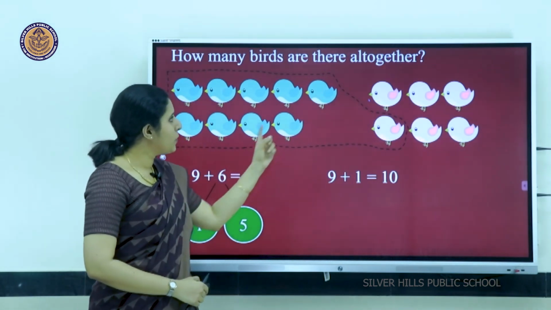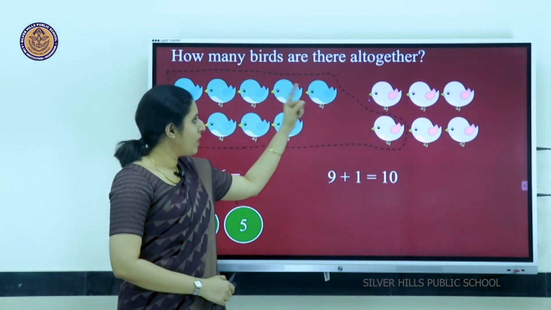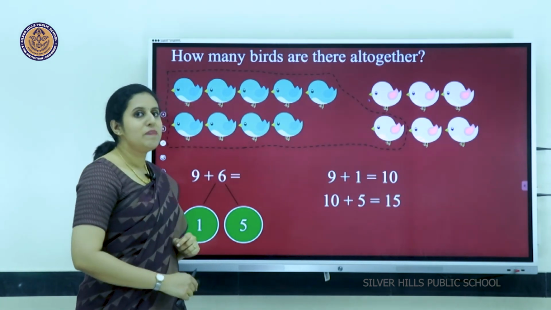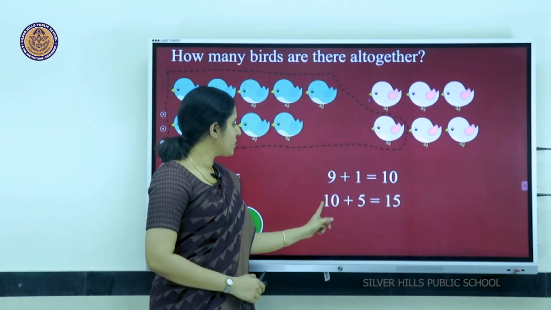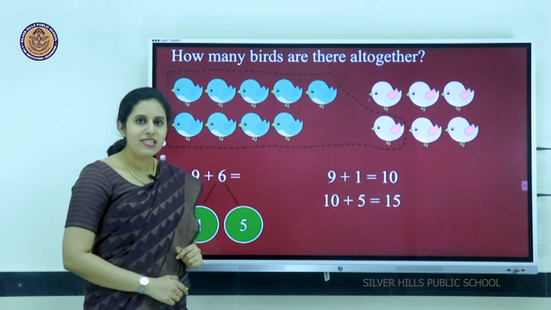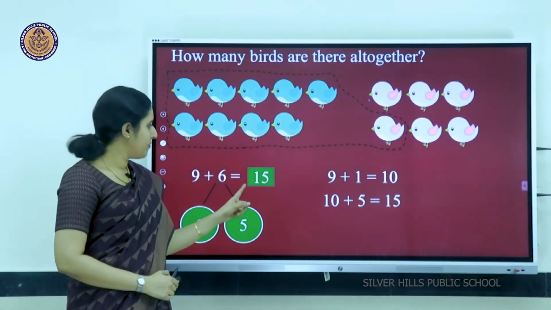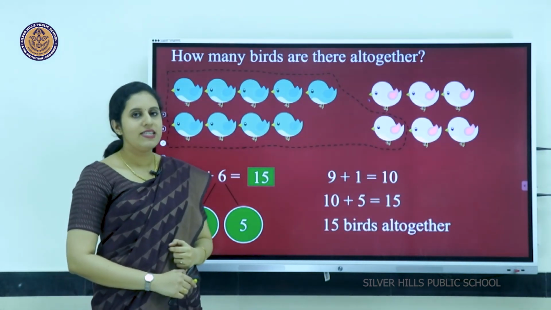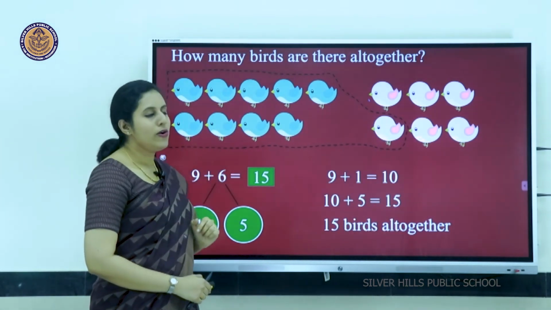Now outside the group there are 5. Inside there are 10, outside there are 5. How do you write that? So, yes, 10 plus 5. 10 in the group, 5 outside the group. So 10 plus 5 is 15. You know that. So the answer to this problem is 15, and let's write that here. 15. So there are 15 birds altogether. This is the answer to the problem, how many birds are there altogether.